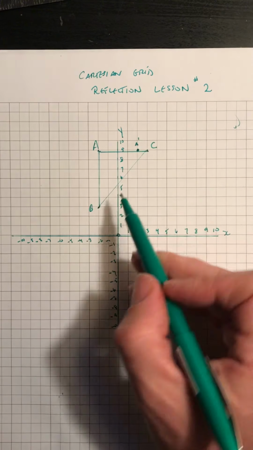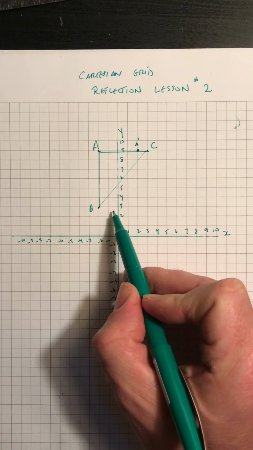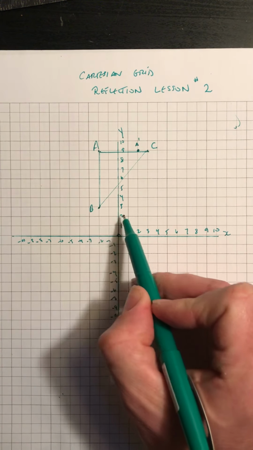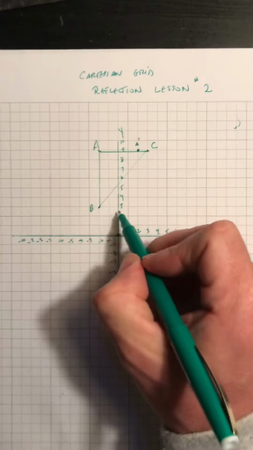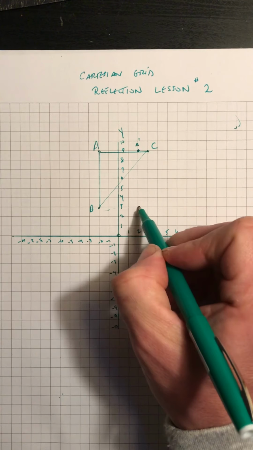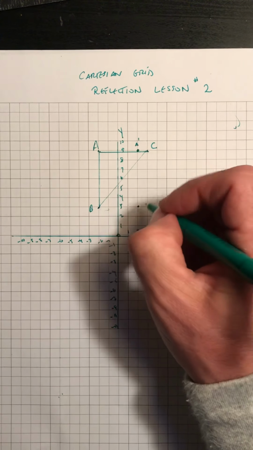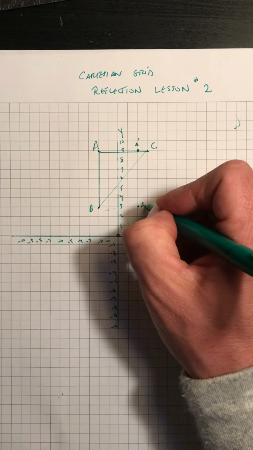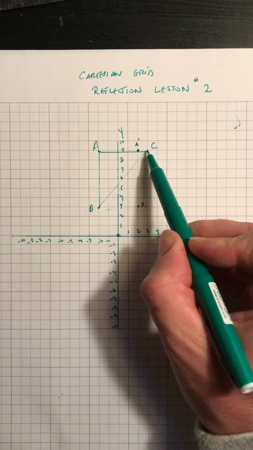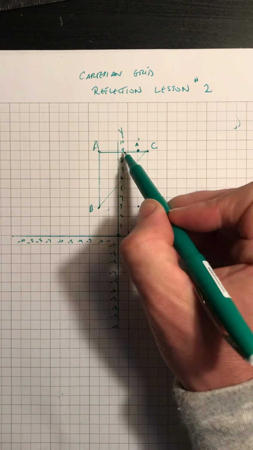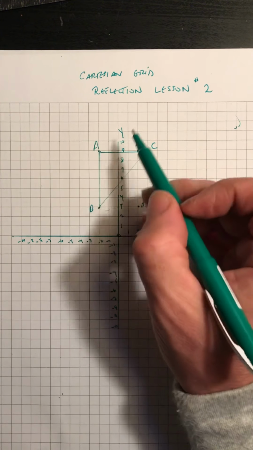Now look at B. If B is over -2, so it's over 2 on this side, it's got to go over 2 here. So we're going to go 1, 2, so let's move it over 1, 2. So there's B1. Now here's C. C is over 1, 2, 3. So now let's move that over. If it's 3 over to this side, it's got to go 3 over to this side.